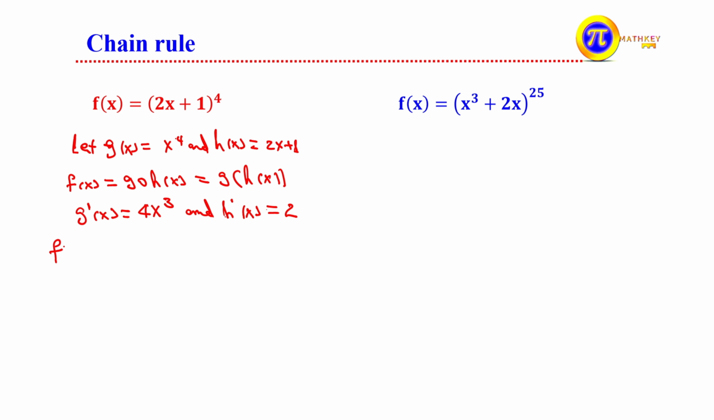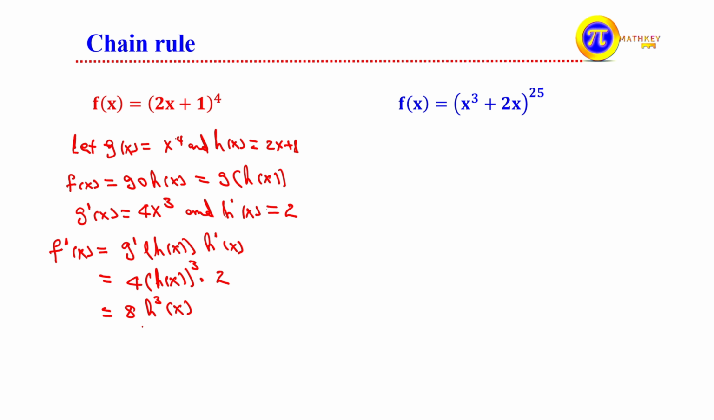So finally, f derivative at x means what? Using chain rule or composition of functions, that means g derivative at h of x times h derivative at x. G derivative at x is 4x cubed. So when we take h of x instead of x, this is 4 times h of x to the power of 3 times h derivative at x, that is 2. Which is equal to 8 times h of x cubed.